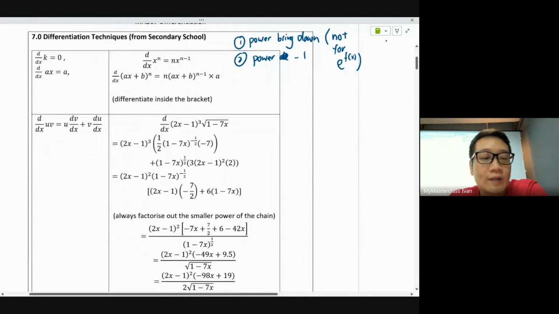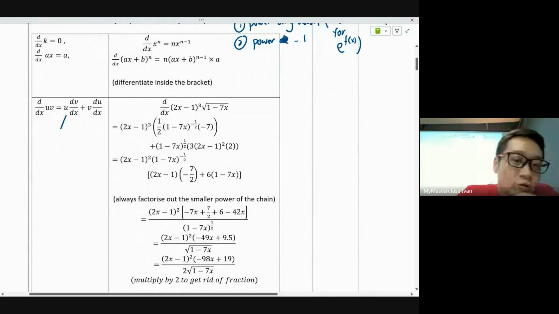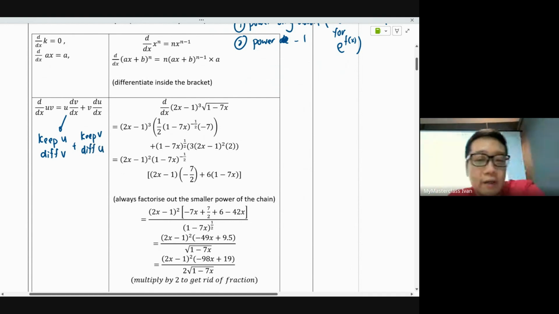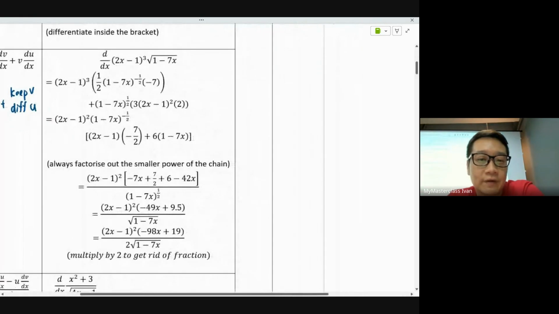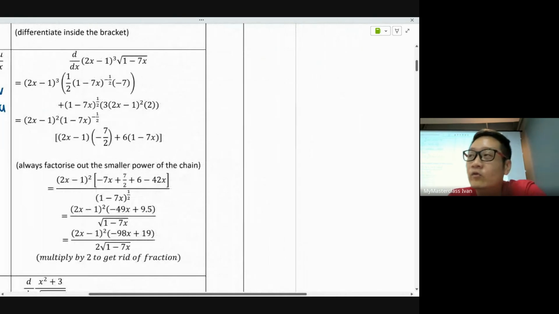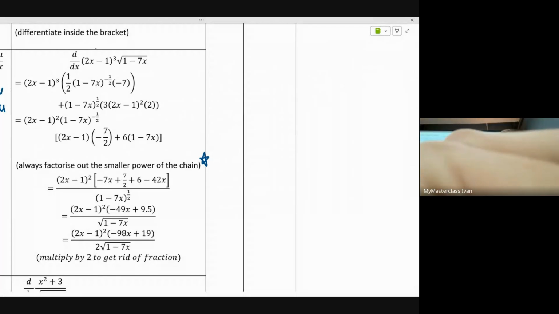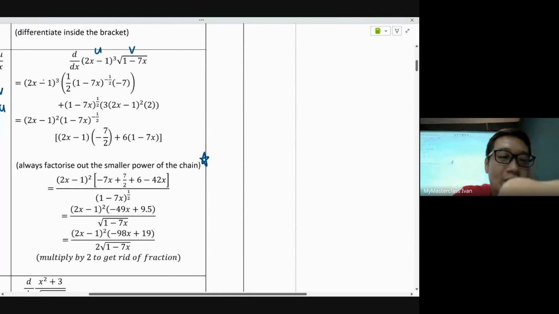Okay. Next one is product rule. Remember how to do product rule. First, you keep u, differentiate v, then plus keep v, differentiate u. So over here in this example, when you differentiate anything with two chains, always factorize out the smaller power of the chain. This guy is the u, this guy is the v. So I keep u differentiate v, and then plus keep v differentiate u.